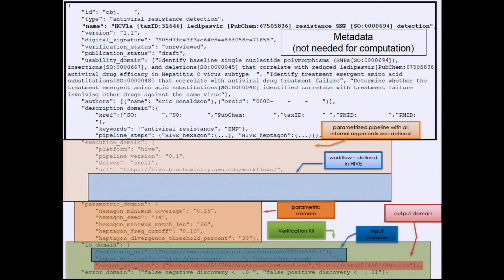And then ledipasvir has a PubChem ID. So it's not just free text. There's an ID behind it, which means that if there are changes in the name, or if I want to find similar drugs, by looking into PubChem, we can do a lot more things. And then the resistant SNP is a sequence ontology, and so on and so forth. And then underneath, there's a usability domain, and so on. For some reason, something is not showing up in the workflow, but that's OK.